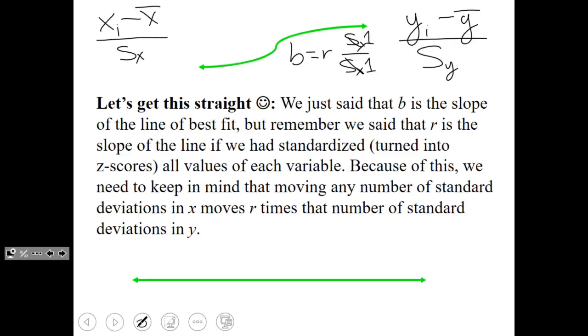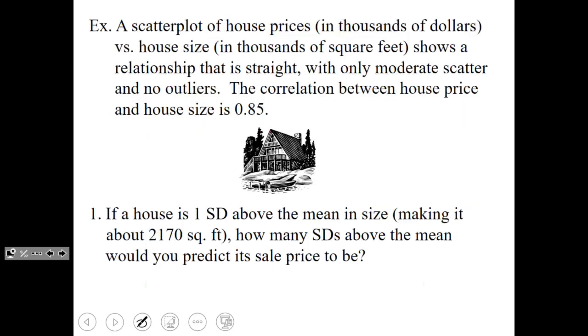So I'm doing r times 1. Slope is now just r, which means every time x changes, y moves r times that number of standard deviations. So let's go through and try a couple of these.